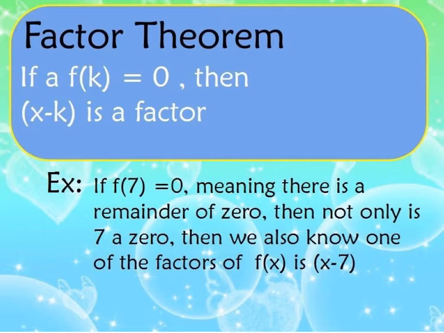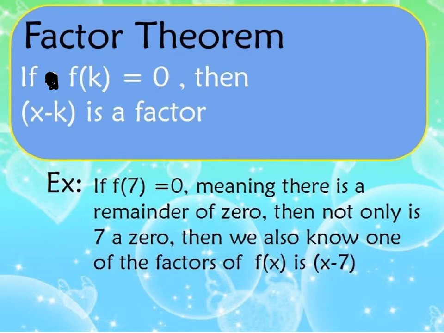Now here's the real benefit of that remainder theorem, is that it really leads us to what we call the factor theorem, and that's really what we use. It says that if f of k equals 0, so if you plug the k value in and you get 0 back, then that tells you there isn't going to be a remainder, and so x minus k will be a factor.